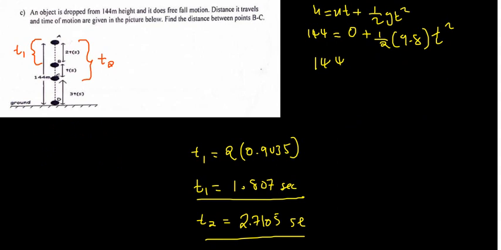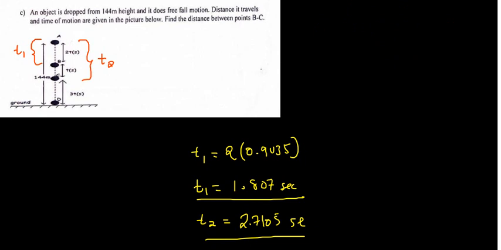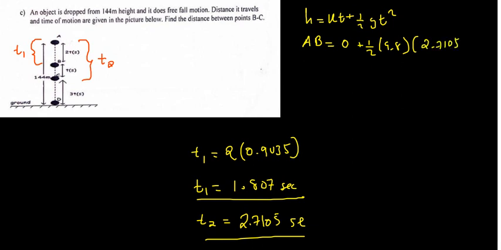So let me now remove this. Okay, I'm going to find the height that is covered from A to C. We know that height is given by ut plus half gt squared. Initial velocity is 0, plus half, g is 9.8, and the time from A to C we have found is 2.7105. We square that. So that is 2.7105 squared multiplied by 9.8 multiplied by half, which gives us 36 meters.